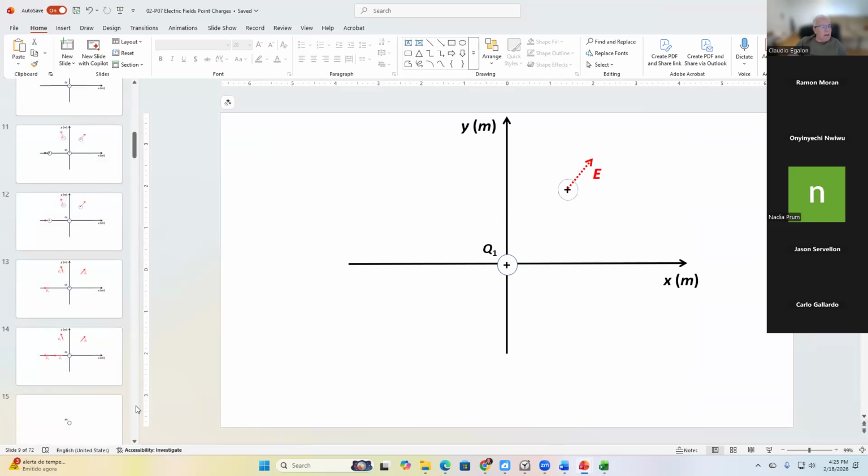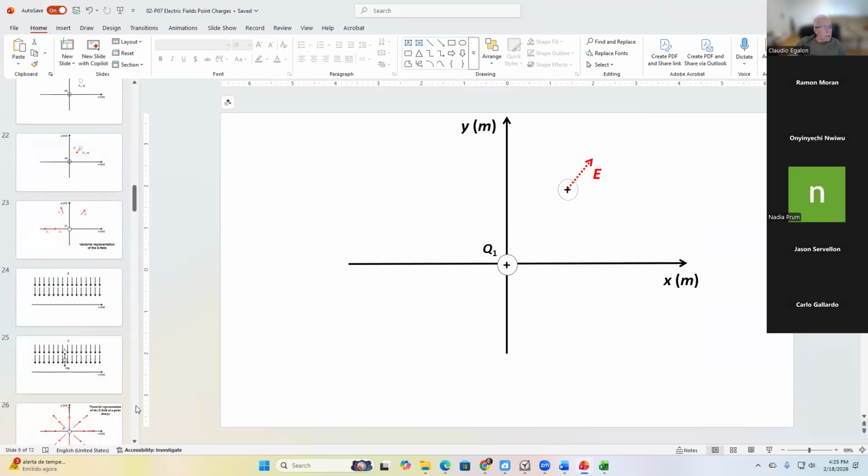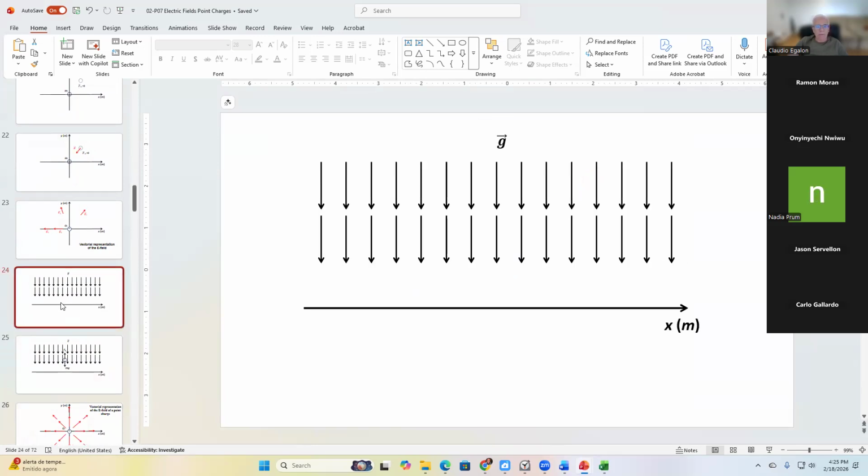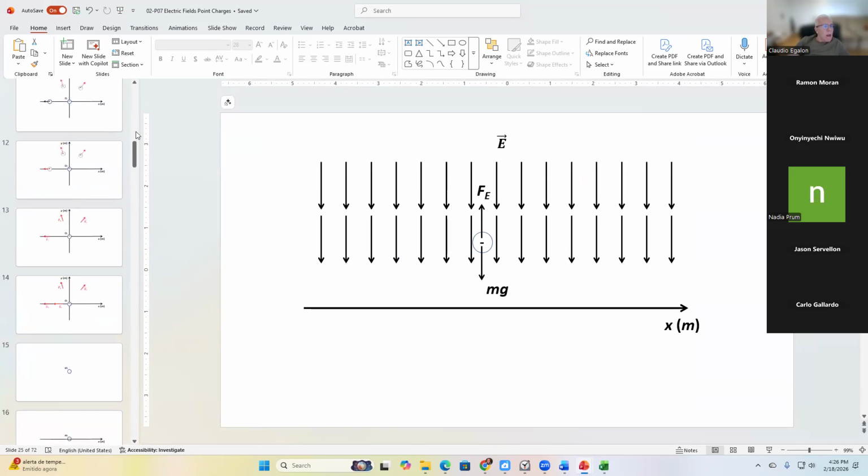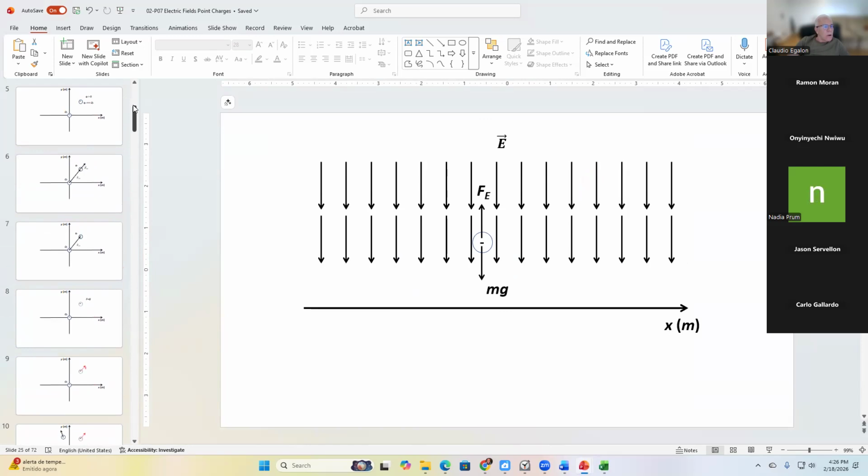Let's see if I have a slide that explains that. I don't. Oh yeah, I do have. Okay, here you go. Here's the case of the gravitational field. Nearby the surface of the Earth, if we put a mass nearby the surface of the Earth, I'm going to, you know what? Let me see. This is something else. Let me see if I can illustrate it in a better way. Yeah, I'm going to do it in the following way.